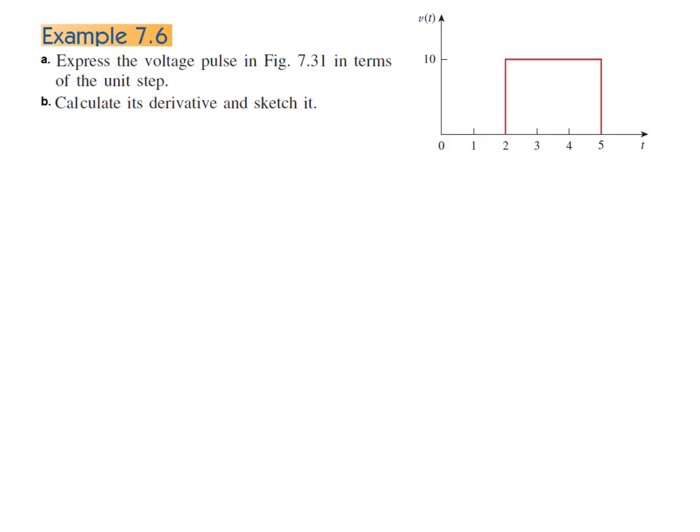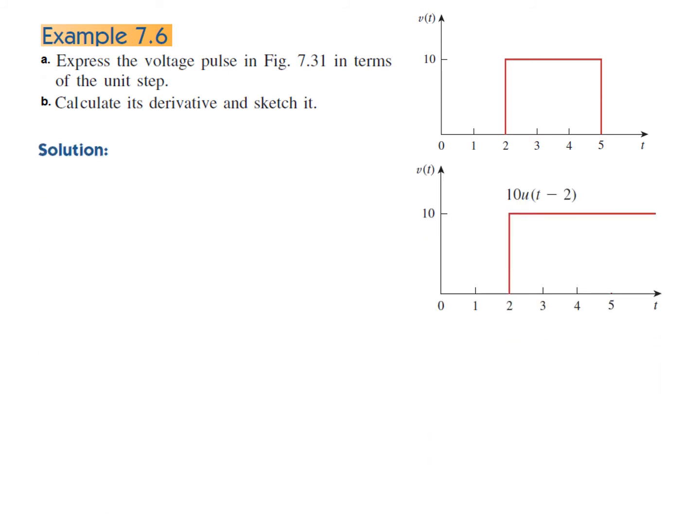Okay, now let's do this example. We have to express the voltage pulse shown here in terms of unit step functions, and also calculate its derivative and sketch it. So for the first part, we can say that this is a unit step function starting from here and going all the way. So 10 u(t minus 2), because it starts at 2 and goes all the way to infinity.